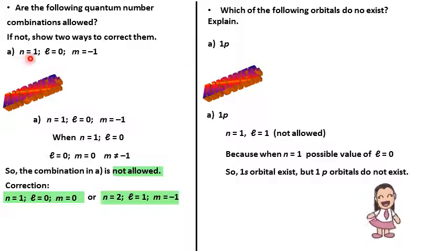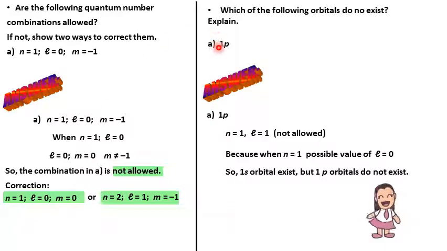For this case, n equals 1, l equals 0, m equals -1. It's not allowed. The problem is over here: when n equals 1, l equals 0, the m value is not supposed to be -1, but 0. So it's not allowed, and then explain why. It should be n equals 1, l equals 0, m equals 0. Or we change the principal quantum number to n equals 2, l equals 1, and m equals -1. I think mostly students will answer this one.